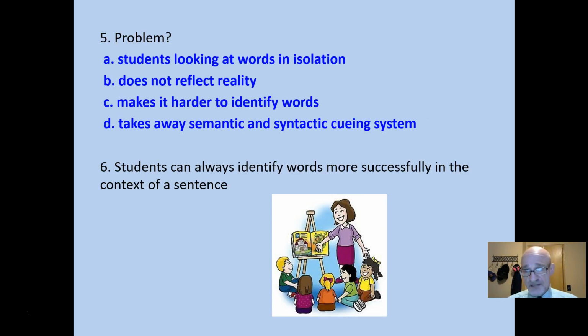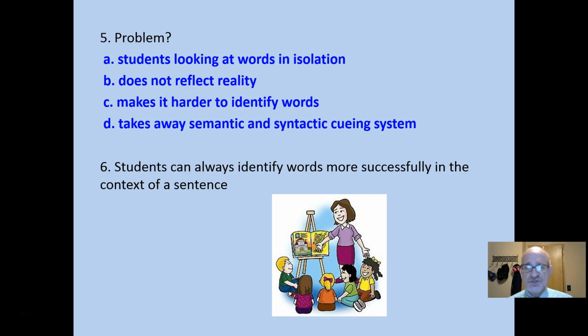Now, one of the problems with this is students are looking at words in isolation. It's not the most effective. It does not reflect reality. Nowhere in my reality do I see a single word out of context. Even a sign is in some context. Even a label is in some context. This also makes it harder to identify words because it takes away the semantic and the syntactic cueing system.